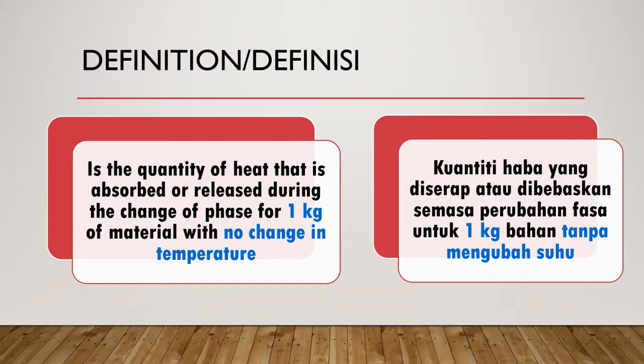Okay, now let's go to the definition. Specific latent heat is the quantity of heat that is absorbed or released during the change of phase for 1 kilogram of material with no change in temperature. Kuantiti haba yang diserap atau dibebaskan semasa perubahan fasa untuk 1 kilogram bahan tanpa mengubah suhu. Hanya ubah fasa saja, tidak ada perubahan dalam suhu.